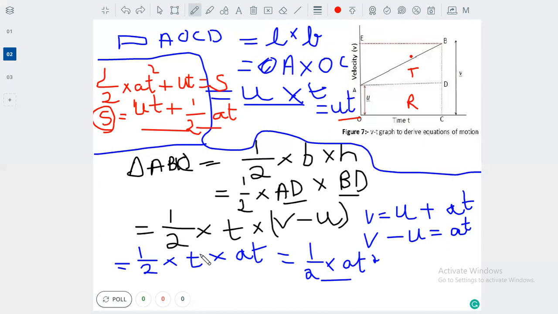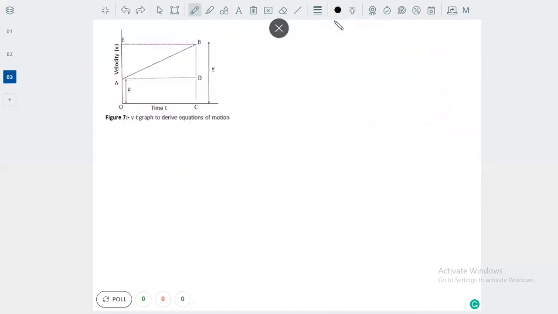So this, if you see, this is the graph. Again, I have just added the graph over here. So what is the third equation? Third equation is what? V square is equal to U square plus 2AS, right? So V square is equal to U square plus 2AS.